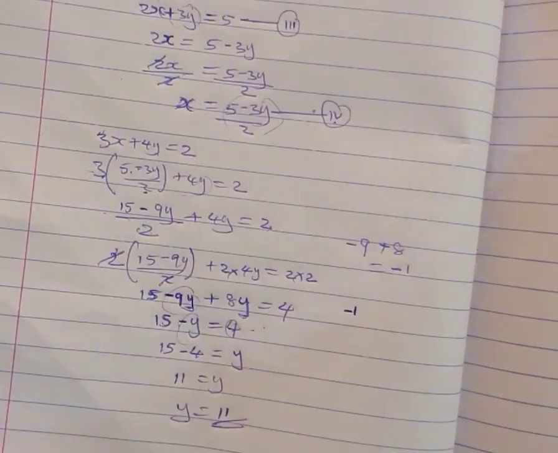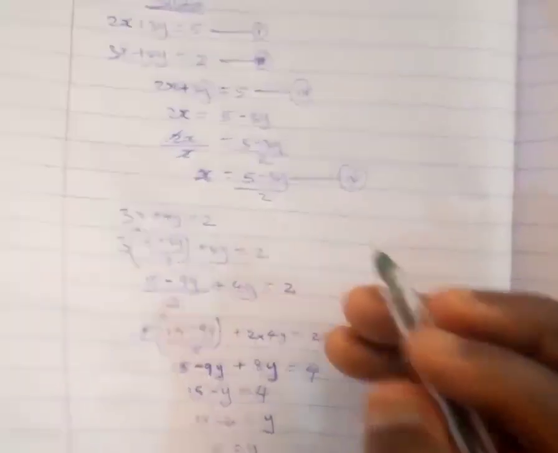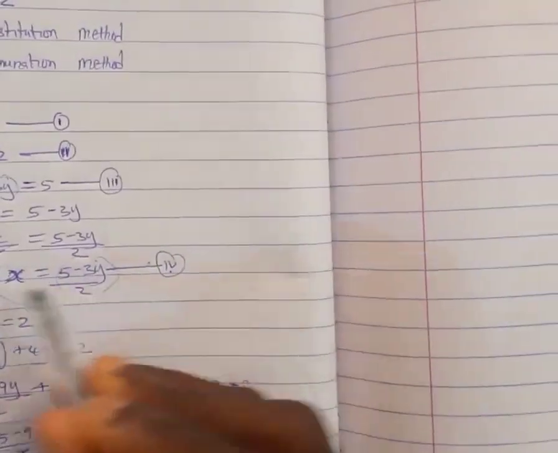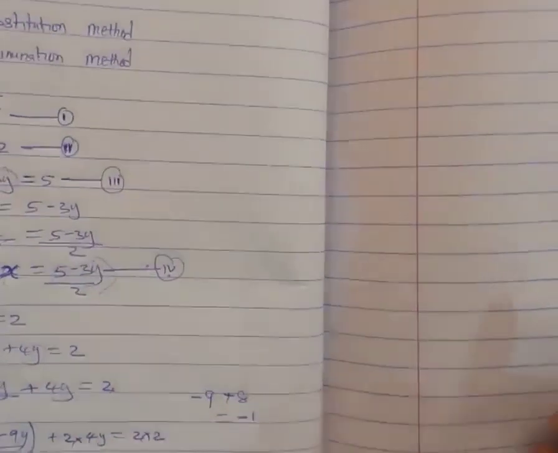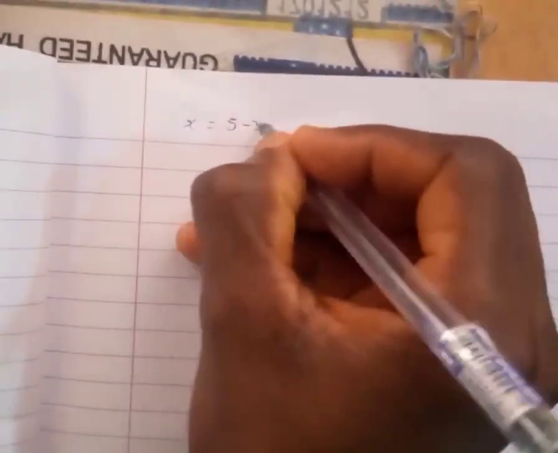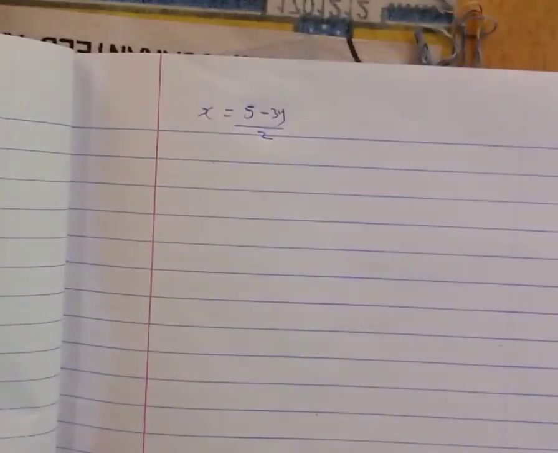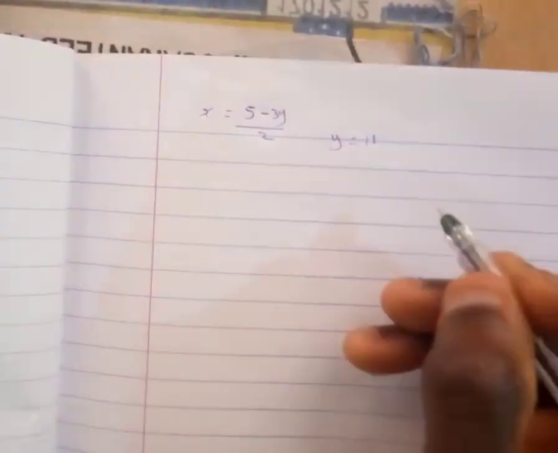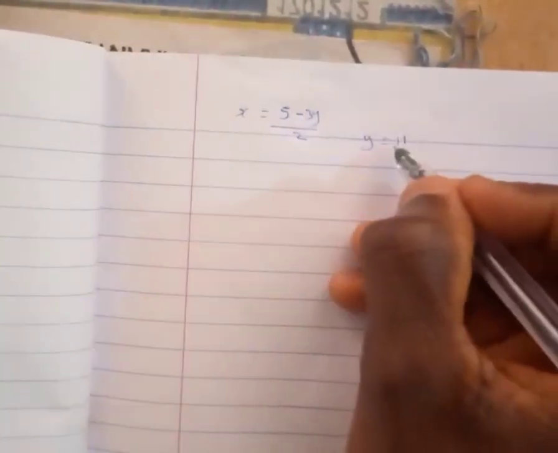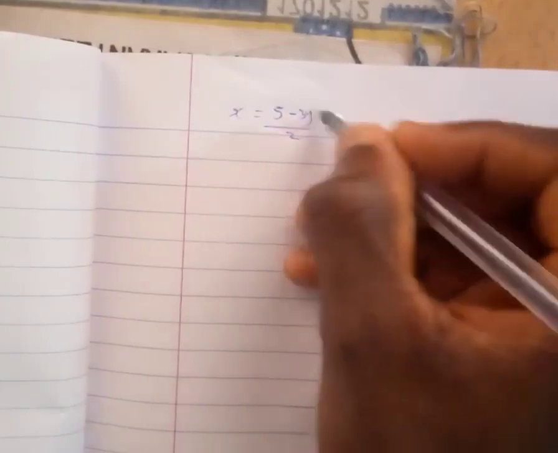Now that we have determined the value of y, how do we find the value of x? We can find the value of x by substituting the value of y into any of the equation. Now let me take equation 4. This is equation 4 because we have already made x the subject of formula. I'm going to rewrite here x is equal to 5 minus 3y all over 2. Now we have determined our y to be y is equal to 11. Don't forget. Now we substitute y into this equation.